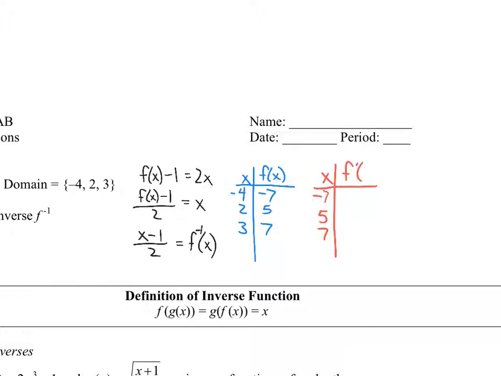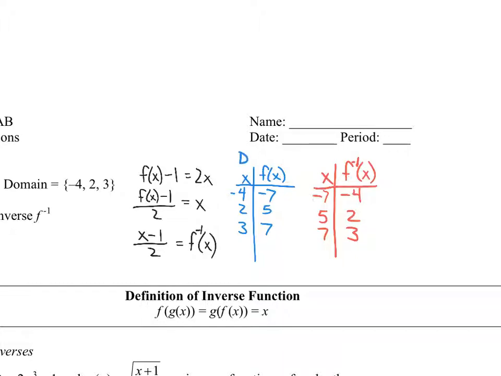If I do the inverse, what do I get? What's f inverse of -7? -4. -7 minus 1 is -8, divided by 2 is -4. If I do 5, what do I get? 2. I'm noticing a pattern. Yeah. If I do 7, f inverse, keep writing prime. f inverse of 7 is going to be 3. Okay?